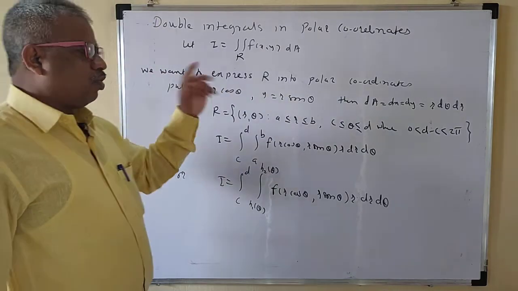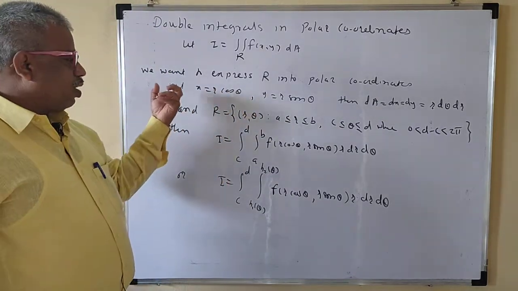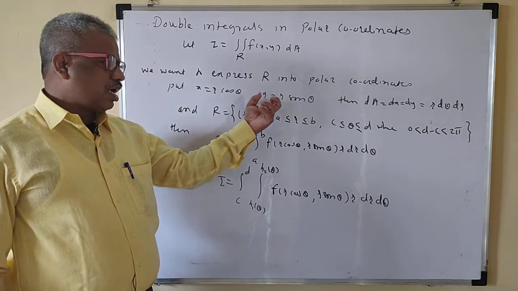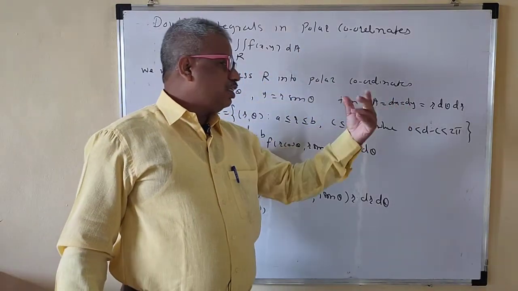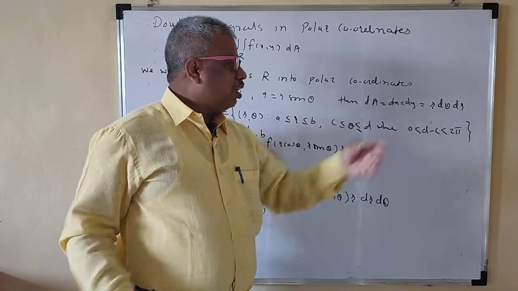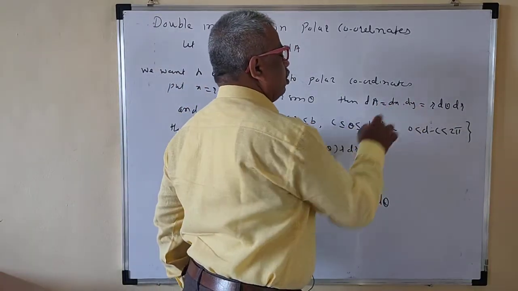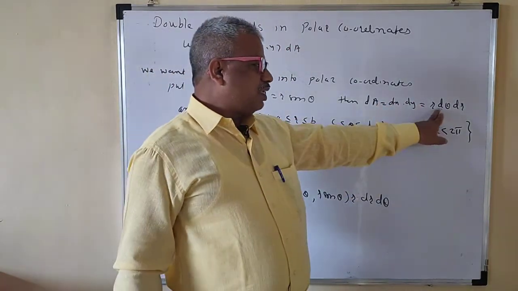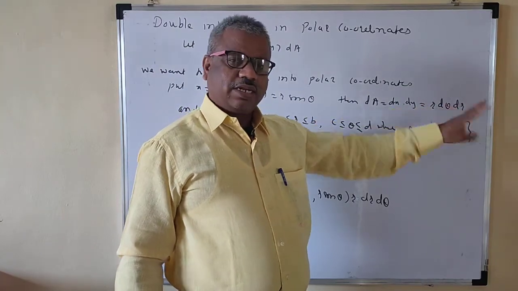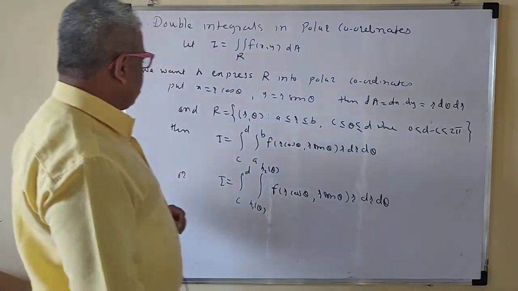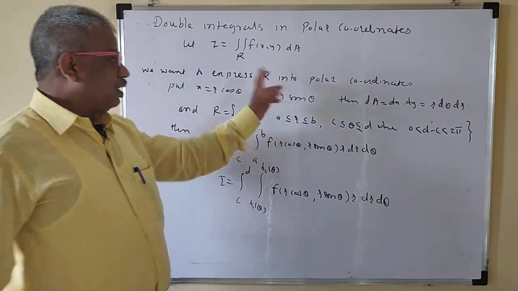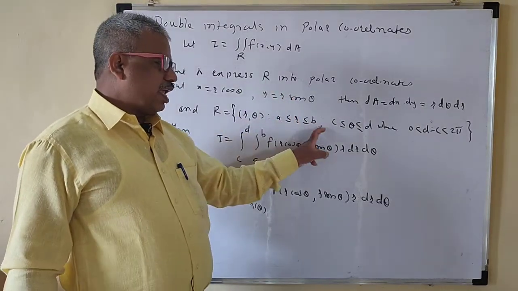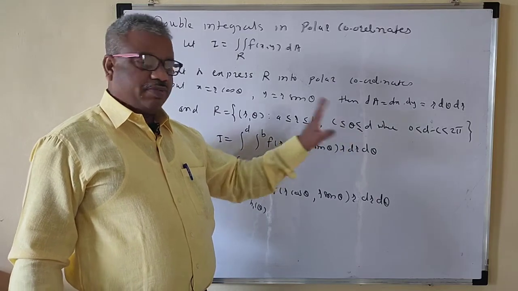For polar coordinates, we are familiar with them. We put x equal to r cos theta, y equal to r sin theta. Then this dA, which is dx dy or dy dx, is expressed as r d theta dr or dr d theta, whatever you can write. Now r is the radius, which lies between a and b, and theta lies between c and d.